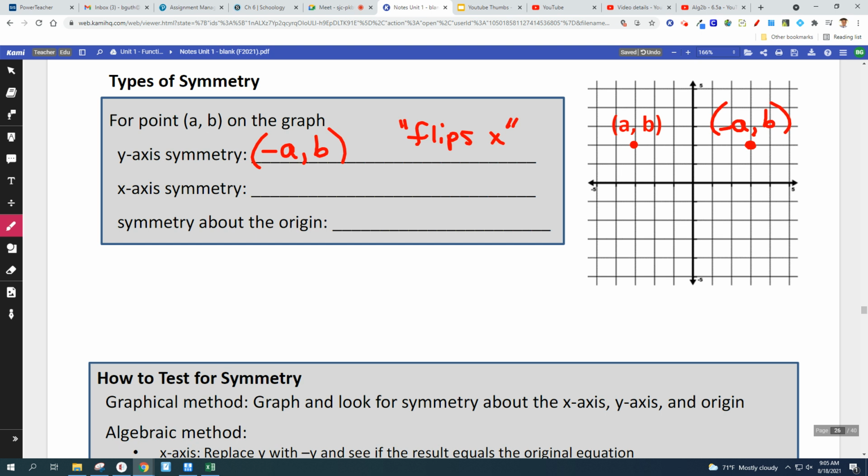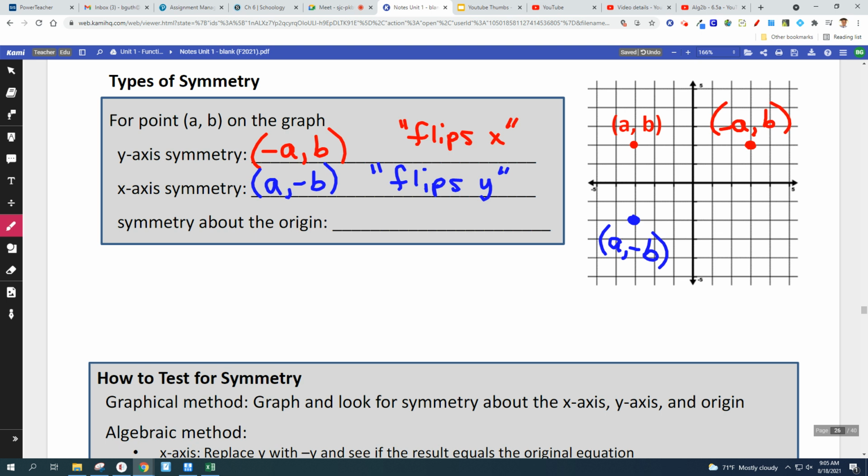If I have x-axis symmetry, x-axis symmetry is going to take our point down to here. Notice what changes this time is not the x coordinate, but the y coordinate. Now again, that negative sign on negative b does not mean negative. It really should be said as opposite b. We shouldn't say negative b, we should say opposite b. You're taking your point and flipping the y this time.